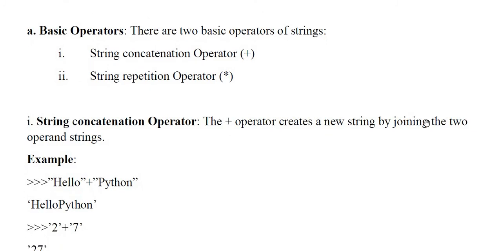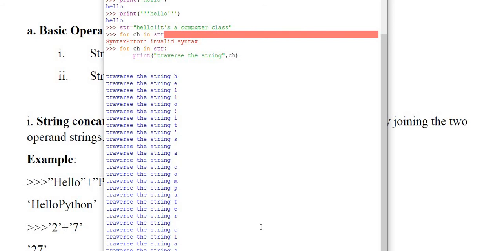Here you will see two types of operators, plus and asterisk. Plus is used to concatenate strings. I'm repeating again, plus is used to concatenate strings, and star is used for repetition. Now let's open the IDLE and we will see how.